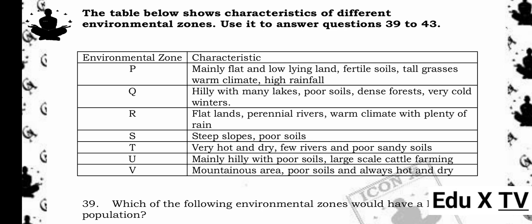R. Flat lands, perennial rivers, warm climate with plenty of rain. S. Steep slopes, poor soils. T. Very hot and dry, few rivers and poor sandy soils. U. Mainly hilly with poor soils, large-scale cattle farming. V. Mountainous area, poor soils and always hot and dry.